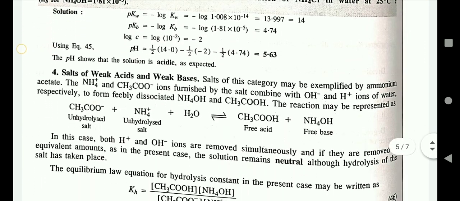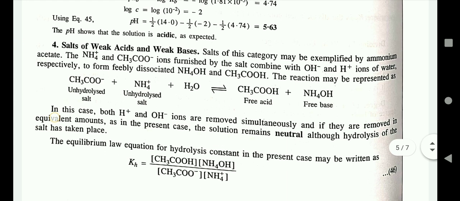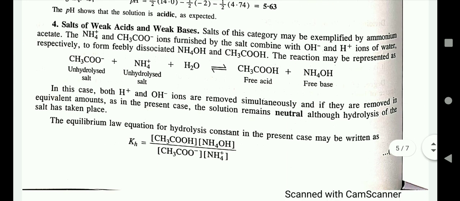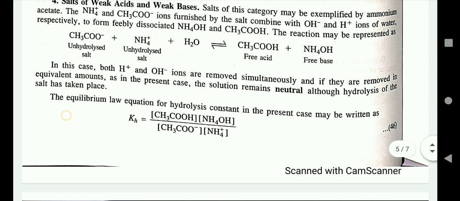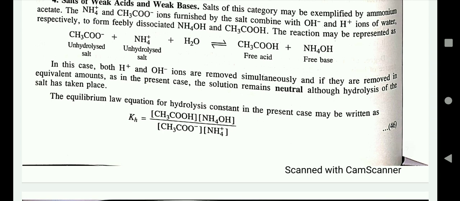Salt of a weak acid and a weak base. Salts of this category may be explained by ammonium acetate. The ammonium ion and the acetate ion furnished by the salt combine with the OH⁻ or the H⁺ ions of water to form undissociated ammonium hydroxide or acetic acid. It is represented as follows. In this reaction, both H⁺ and OH⁻ ions are removed simultaneously.